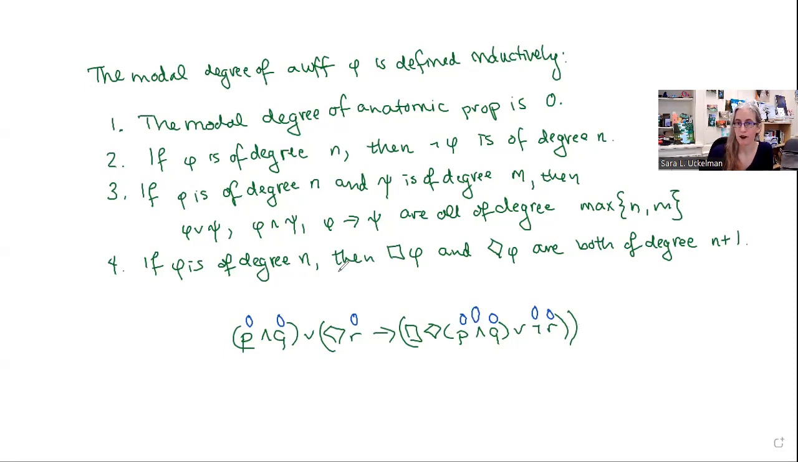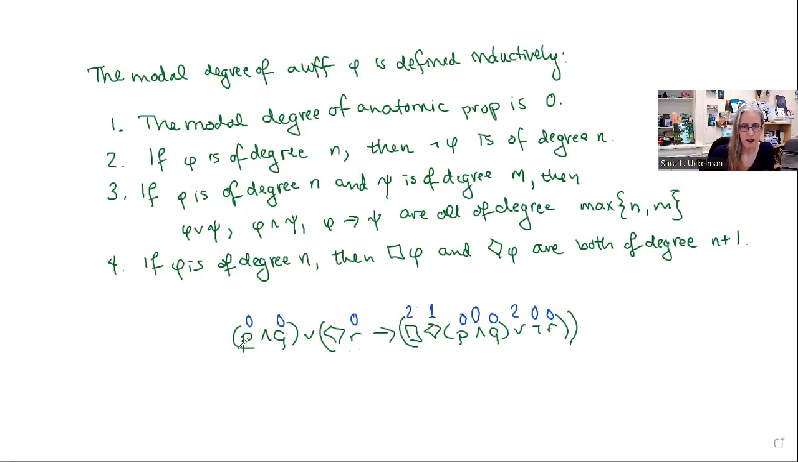If we have something of degree n, and then we add a diamond in front of it, we get n plus 1. So we are adding a diamond to something of degree 0, so this one becomes of degree 1. We add it again, we've got another modal operator, so that's degree 2, look at that. Now we've got a disjunction. It is a disjunction between something of degree 2 and something of degree 0. 2 is the bigger one, so here is a 2.